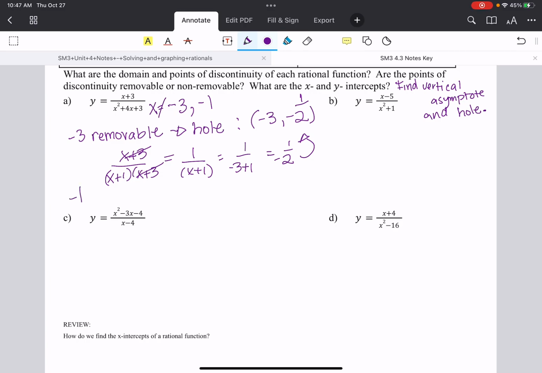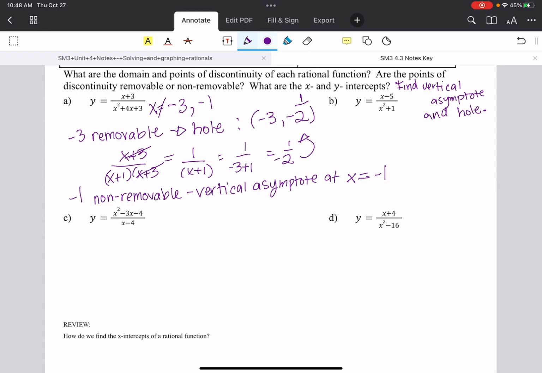-1, what kind of discontinuity was that? Non-removable. Which means it was a vertical asymptote at x equals -1. Good? Can you find the x-intercepts?